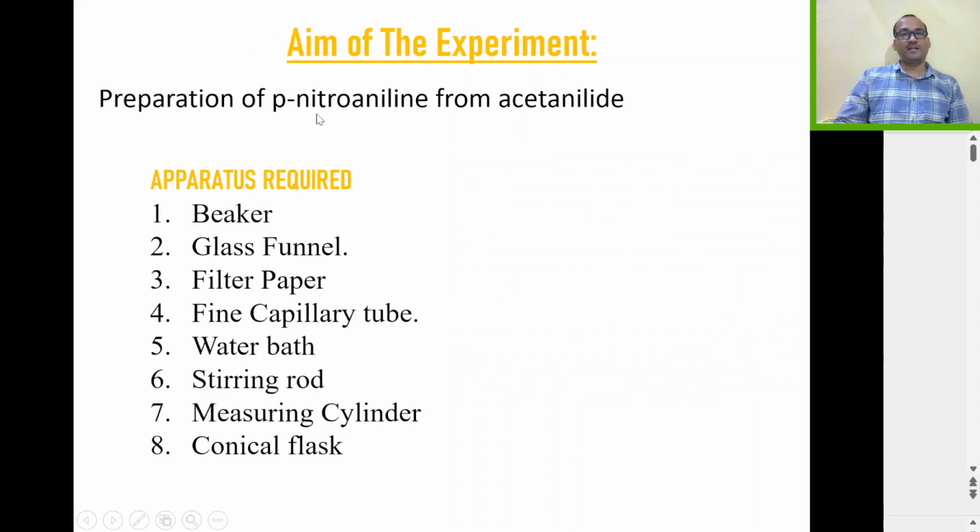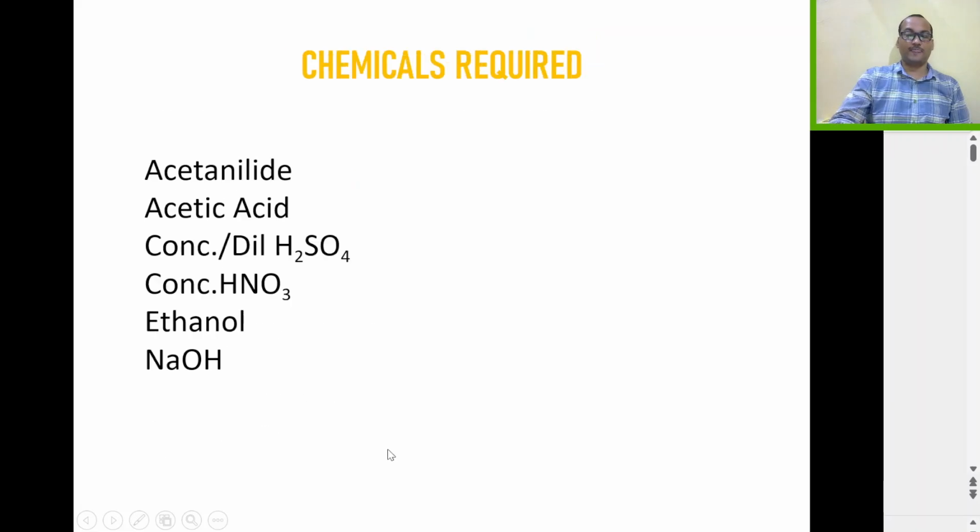So the aim of the experiment is to prepare para-nitroaniline from acetanilide. So what are the apparatus required? We need beaker, glass funnel, filter paper, fine capillary tube, water bath, stirring rod, measuring cylinder, conical flask. So what are the chemicals required? Acetanilide, acetic acid, concentrated and dilute sulfuric acid, concentrated nitric acid, ethanol and sodium hydroxide.